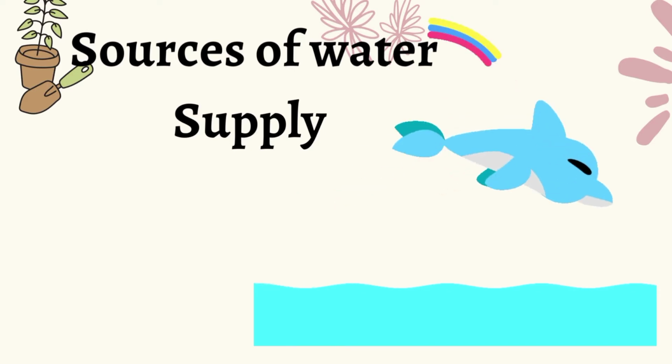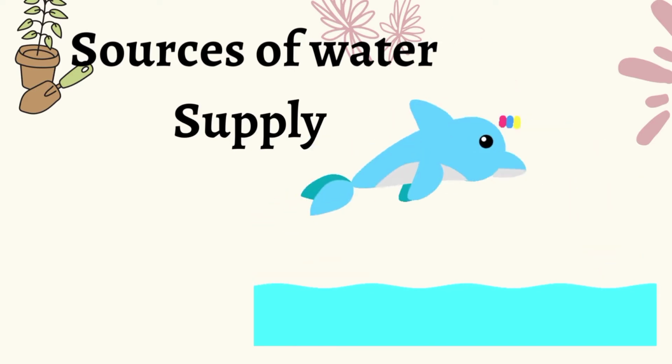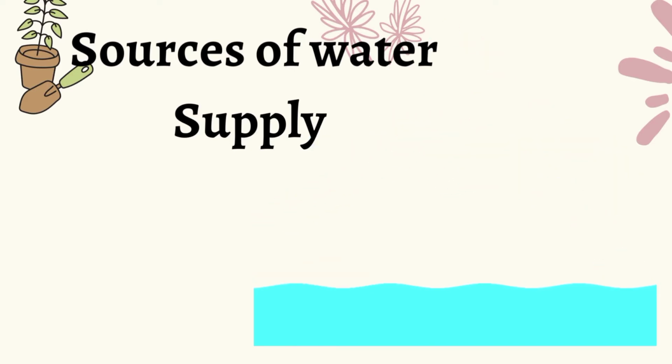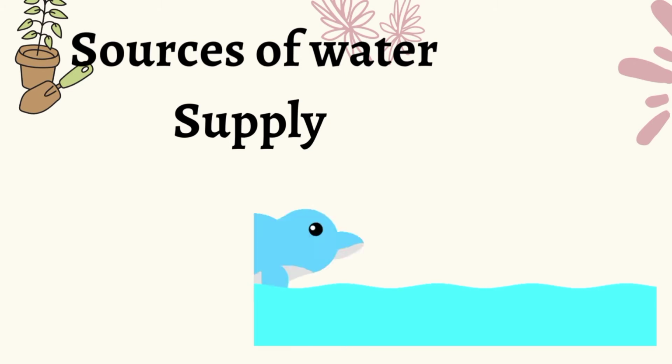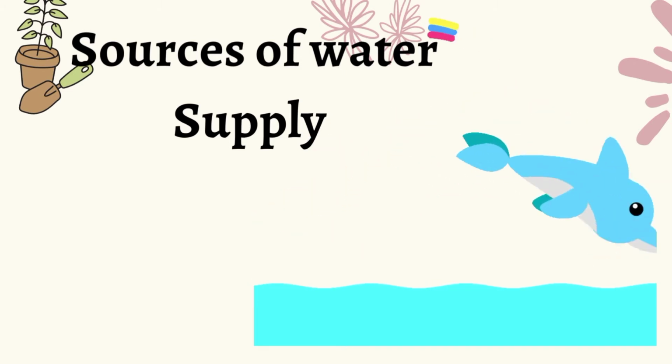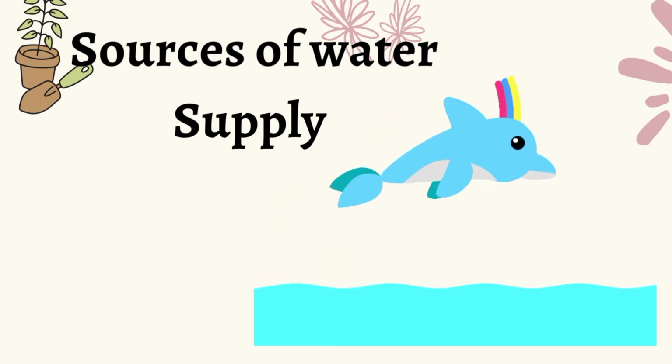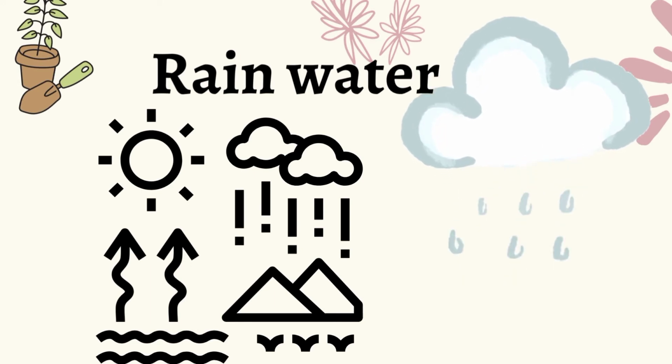Naturally, there are three major sources of water supply, and these are rain, surface water, and then we also have underground water. Every city and every town or village you see around, they use any of these sources of water supply. So we'll be seeing rainwater.